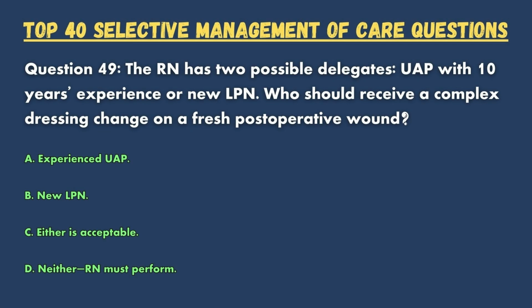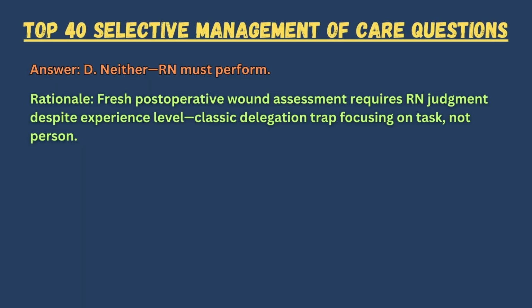Question 49. The RN has two possible delegates: UAP with 10 years experience or new LPN. Who should receive a complex dressing change on a fresh postoperative wound? A. Experienced UAP. B. New LPN. C. Either is acceptable. D. Neither. RN must perform. Answer: D. Neither. RN must perform. Rationale: fresh postoperative wound assessment requires RN judgment despite experience level. Classic delegation trap focusing on task, not person.